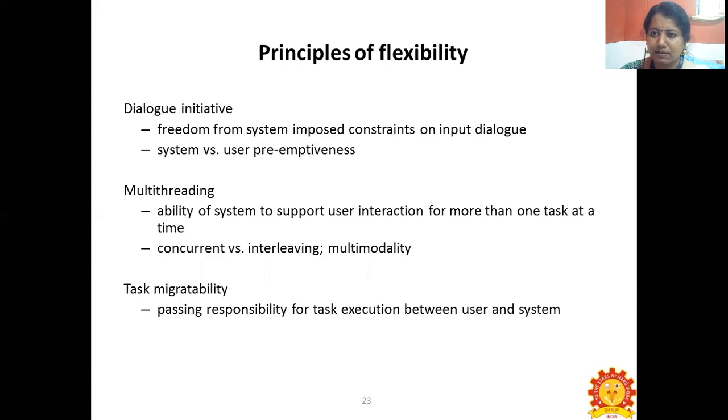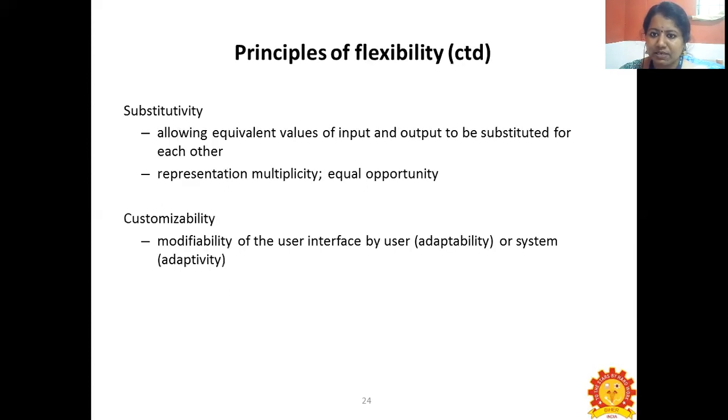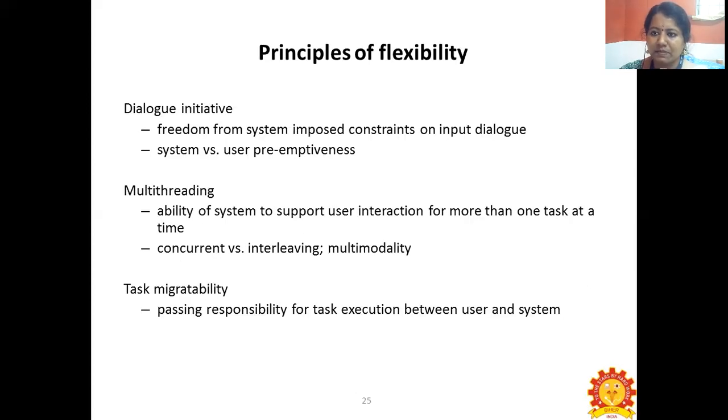The task objectives. The next is the principles of flexibility. So under the principles of flexibility, we'll be having dialogue initiative, multi-threading, task migratability, substitutability, and the customizability. So these are the principles which come under the flexibility. The first one is the dialogue initiative. So here we'll be having the freedom from the system imposed constraints on the input dynamics. Here we'll be having the system versus the user pre-emptivity.